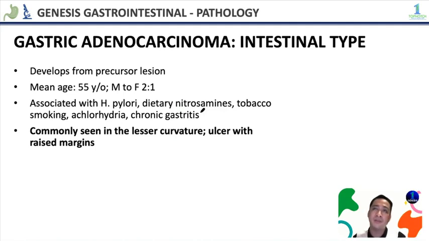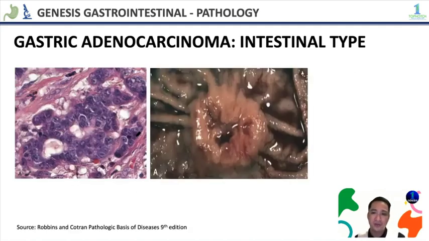Just like the benign counterpart, it usually presents in the lesser curvature. Okay, in the lesser curvature. So you see here, this is your gastric adenocarcinoma with the heaped-up ulcer, and the nest of malignant lesions, no? The nest of malignant lesions with adenocarcinoma.